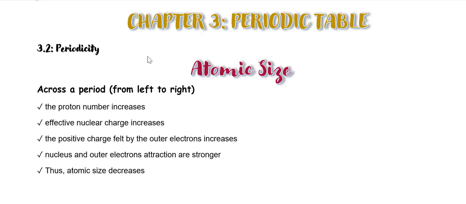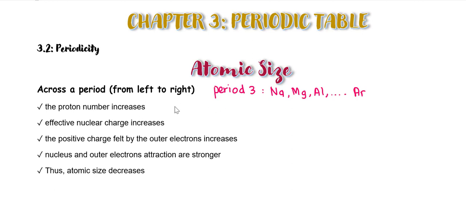So in 3.2, we are going to discuss periodicity, which is the trends in element properties. The first property we are going to have a look at is the atomic size. So across a period in the periodic table, from left to right, for example, in period 3, we have sodium, magnesium, aluminium until group 18 of argon.